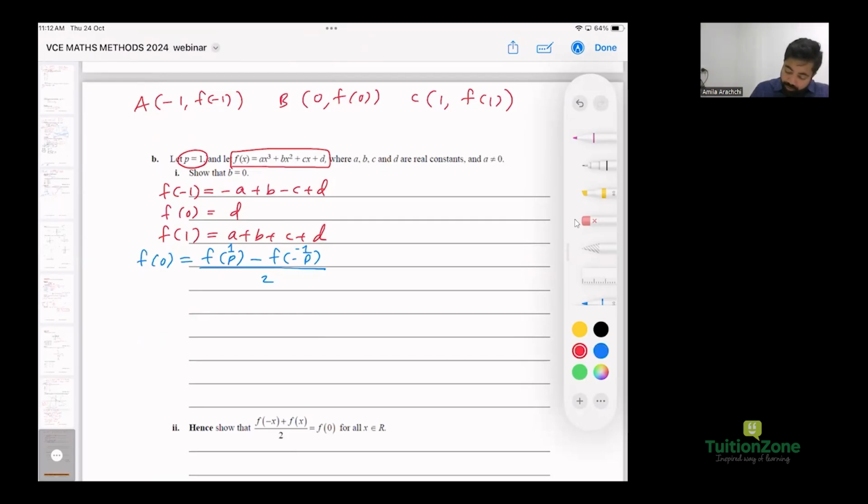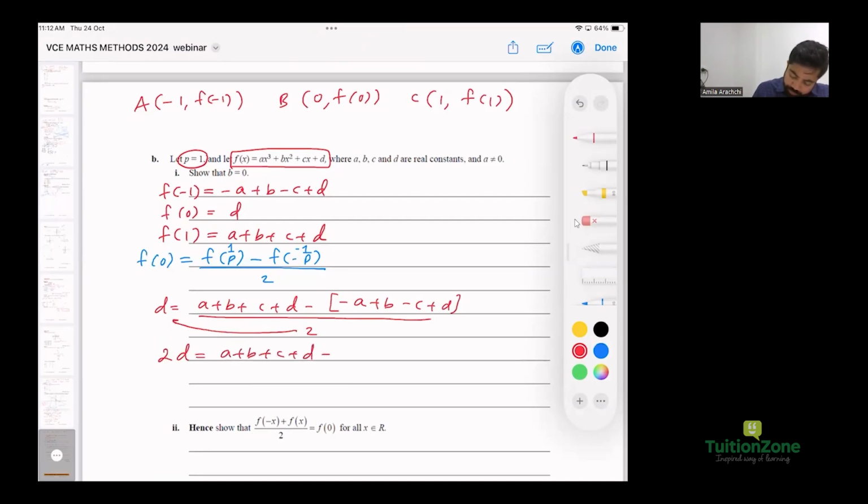f of 0 is d. We know that, it's given. So d is equal to f of 1, which is a plus b plus c plus d, minus, put a bracket. Don't forget to put the bracket. And negative a plus b minus c plus d. Divide by 2. I'll take this other side. Easy. So 2d is equal to, let's add them up, plus a minus b plus c. I reckon we cancel most of them out. Let's see what's going to cancel.